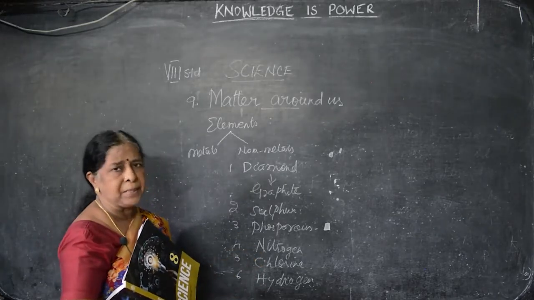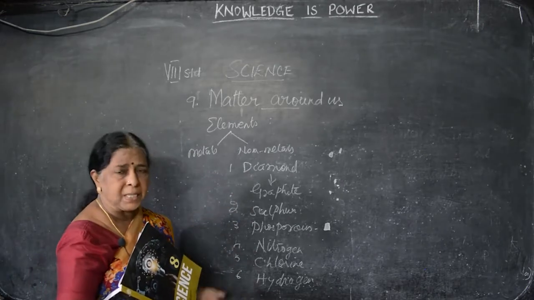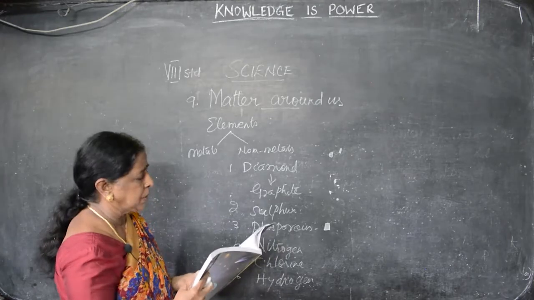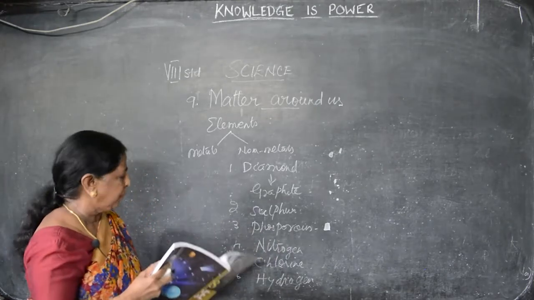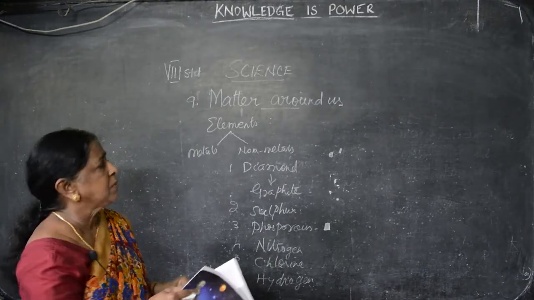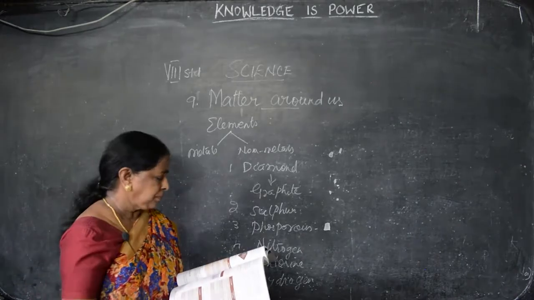Hydrogen is the lightest of all the elements. It can easily combine with other elements, and it is used as a fuel of rocket. Fuel means what? The things which make them burn, in Tamil we call it eriporul.